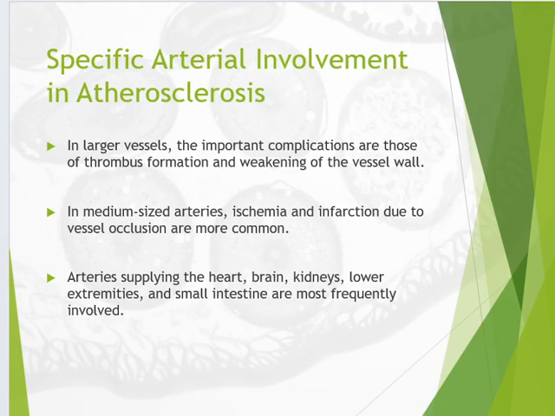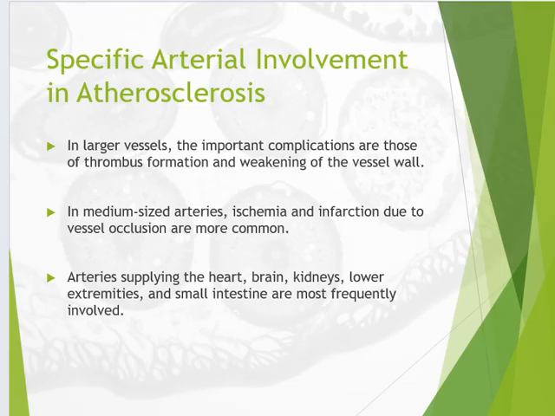So, specific descriptions of the problems related to atherosclerosis in different arteries. In really large arterial vessels, the important complications are related to thrombus formation and also weakening of the vessel wall itself. And that weakening can lead to things like aortic aneurysms. It can lead to dissection, another thing we'll talk about in a bit. In medium-sized arteries, we see more complications from things like ischemia and infarction due to occlusion of those vessels.